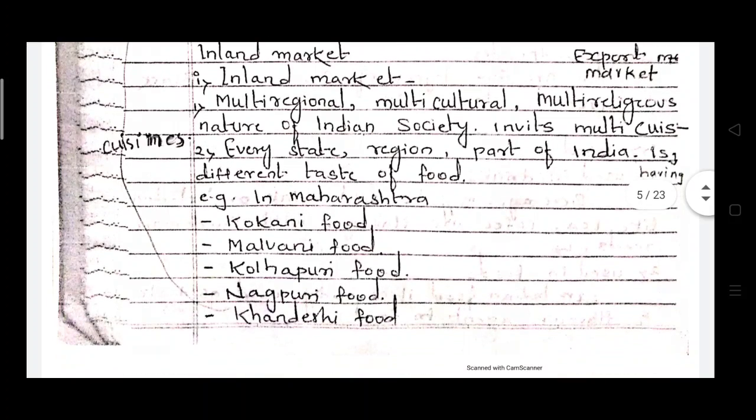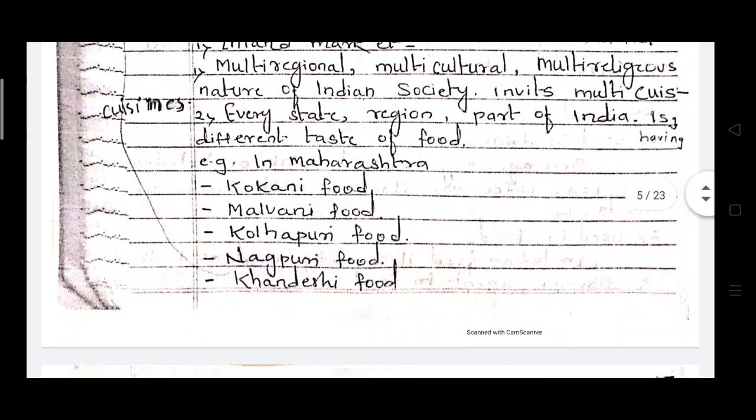Like in the Konkan region, they prepare Konkani foods. In Malwan, they prepare different types of spices and make their Malwani foods. Like that, in the Kolhapur region, Kolhapuri Tarka is famous. Then in Nagpur, Nagpuri foods are present. In the Khandesh region, Khandeshi foods are present. Not only in Maharashtra, but also in Kerala, Gujarat or UP, the food variability is there.